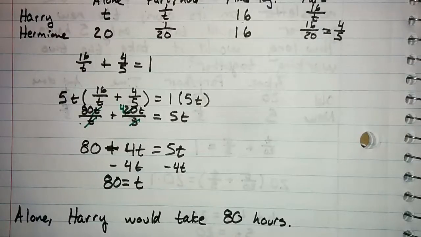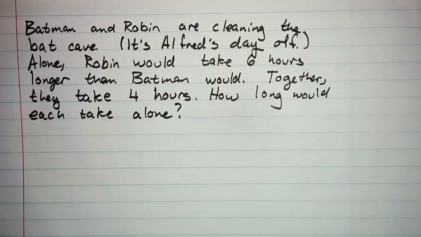Now, the last sort of problem like this we could get is one where we don't really know either person's time, but we know a relationship between them. Suppose Batman and Robin are cleaning the Batcave because it's Alfred's day off. Alone, Robin would take 6 hours longer than Batman would. Together, they take 4 hours. How long would it take each one alone?